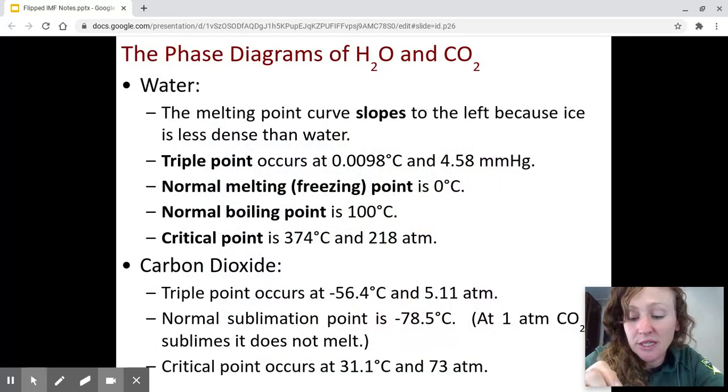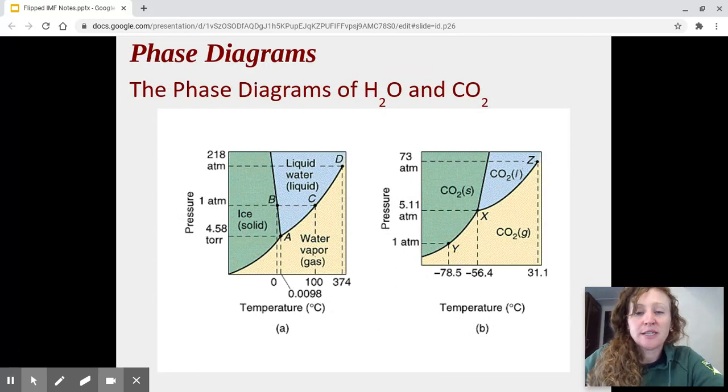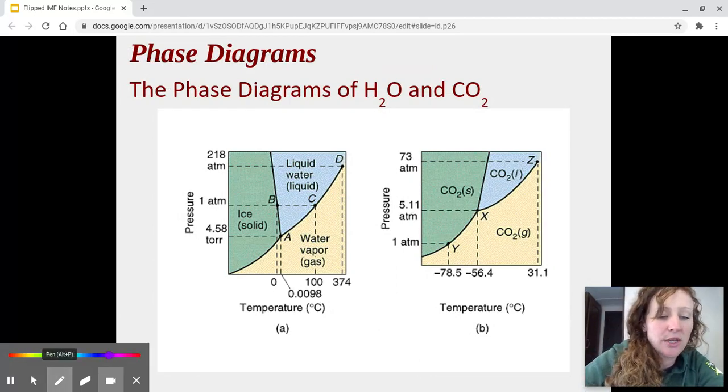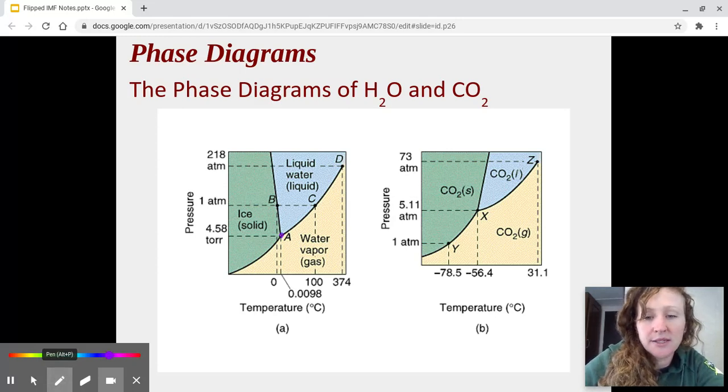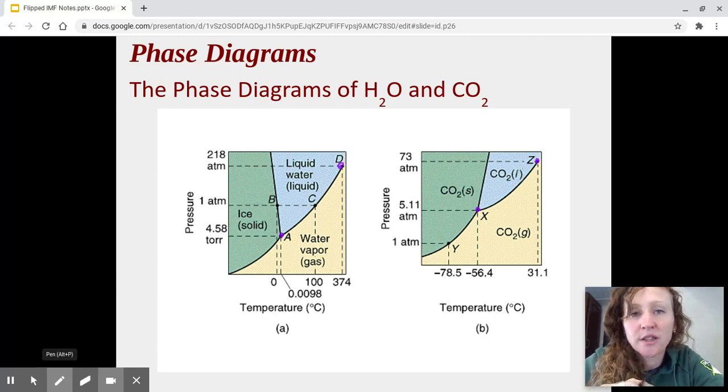Okay, now another interesting comparison that they like to do is the difference between water and carbon dioxide. And again, instead of going through all of these words, I want to look at the diagram itself. There's a lot of differences between the water diagram and the carbon dioxide diagram. Notice the triple point exists at a different point, at different temperatures and pressures. The critical point exists at different temperatures and pressures. The solids, liquids, and gases take up different areas and they have different shapes.